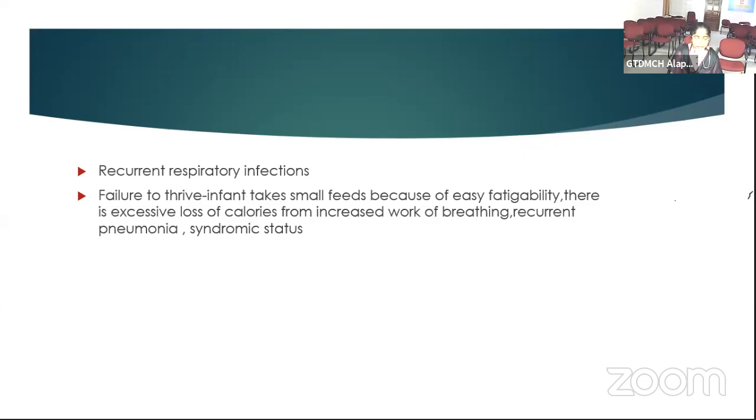Then failure to thrive. There are many reasons for a child with VST developing failure to thrive. One is the infant takes small feeds because of easy fatigability. Then there is excessive loss of calories from increased work of breathing. Then recurrent pneumonia can result in failure to thrive. Then if VST is part of a syndrome or a chromosomal anomaly, many syndromes are associated with failure to thrive. So because of that syndromic status, that can itself result in failure to thrive.